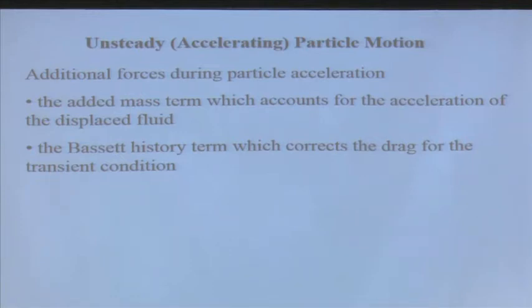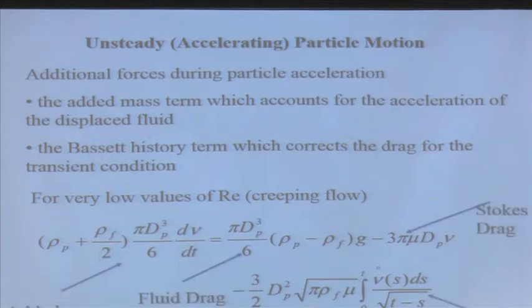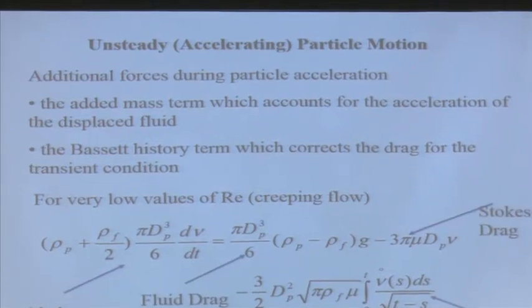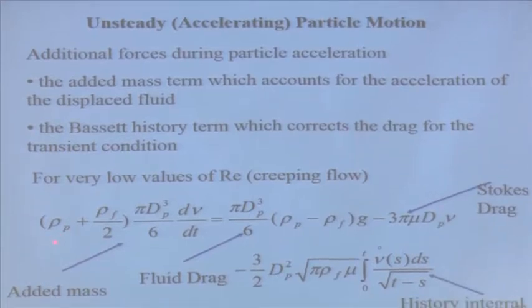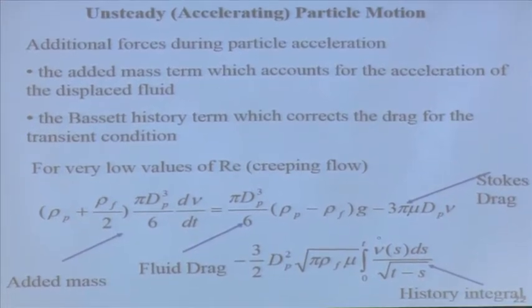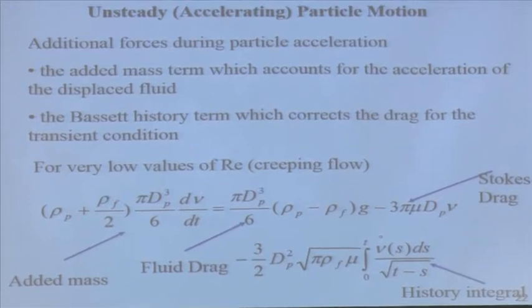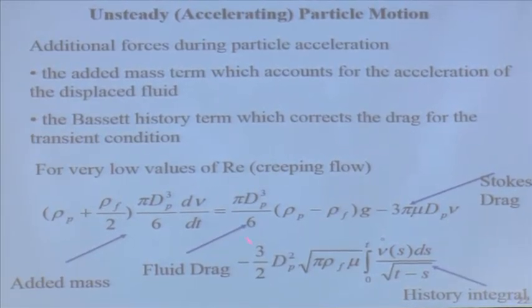Even for very low values of Re, the creeping flow, you know what creeping flow is? It is viscous flow, actually just a streamline flow. For very low values of Reynolds number, I have an equation, and this equation is: rho p, that is the particle density, plus rho f by 2, that is how much of the fluid will get into it, and all these terms are there.